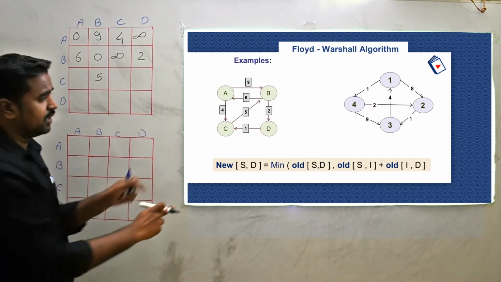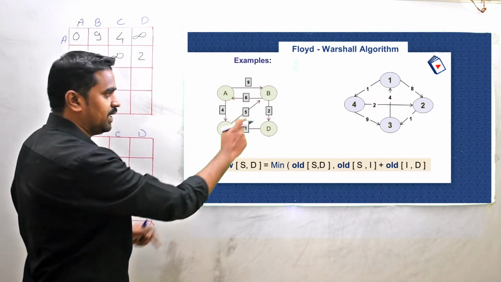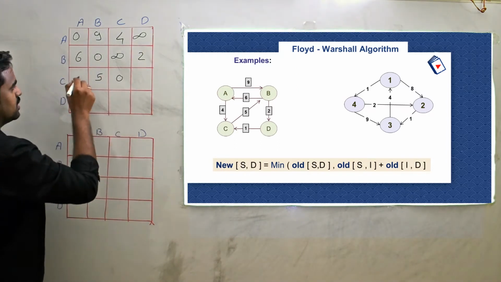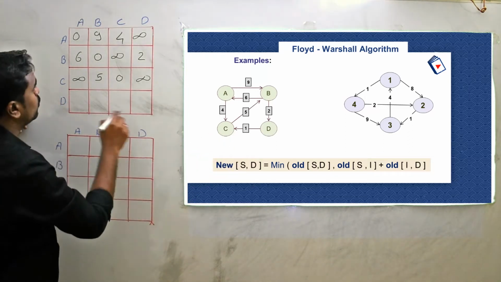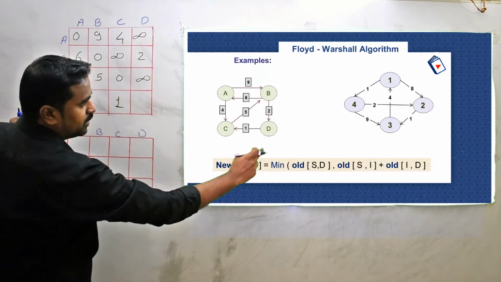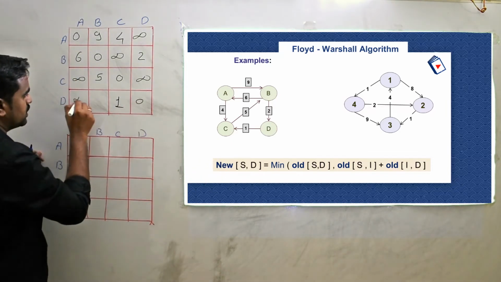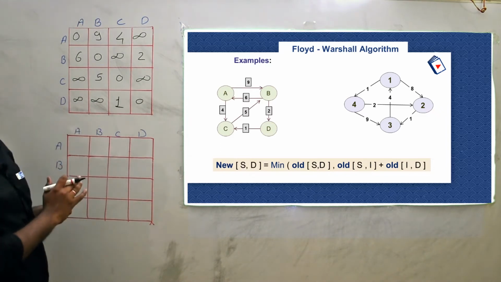Guys, don't make a mistake here. This one is the distance from A to C, this one is the distance from D to C, and this is the distance from C to B. Done. The rest of the distances are infinity. From D we can connect to C through 1, and no other distance. So D to D is 0, the rest is infinity. Now this is the basic step, that is the graph representation.